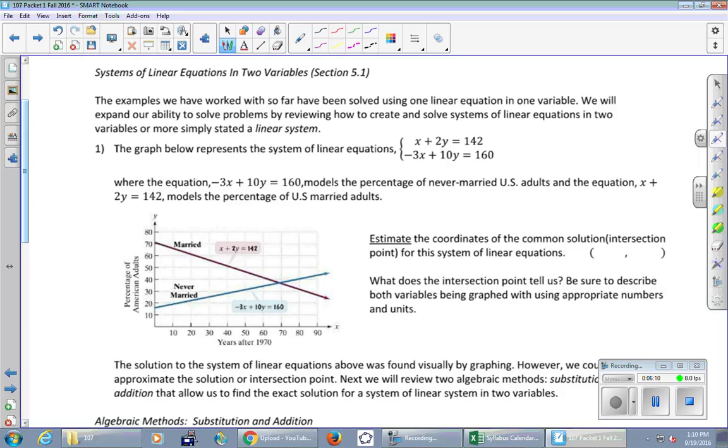It says that the second equation models the percentage of never married U.S. adults, and the other equation models the percentage of U.S. married adults. There's a lot going on in the graphs, and I always need to pause the first time I see a graph like this with some interpretation going on. The horizontal axis is years after 1970.